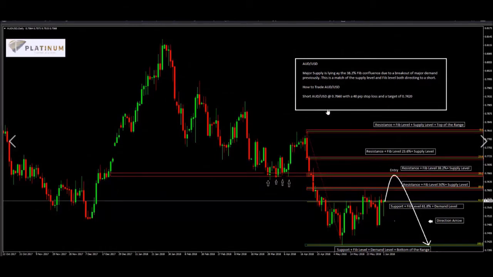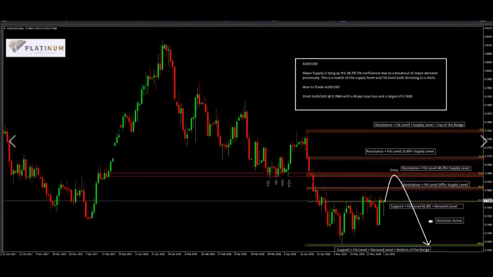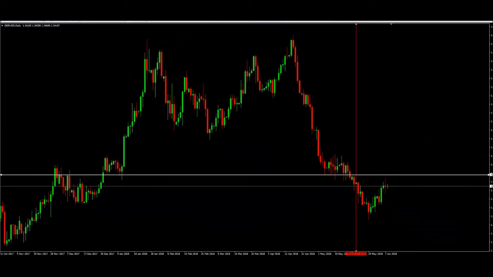This is the trade that was provided, which is a short on the AUD, which is 76.60, with a 40 pip stop and a target of 74.20. This trade is currently still in play. The reason for showing you this is because this is an example of one of our reversal swing trade strategies. You can see there's no breakout occurring here, just looking for a reversal off that particular level.